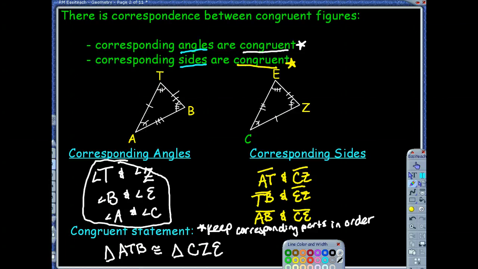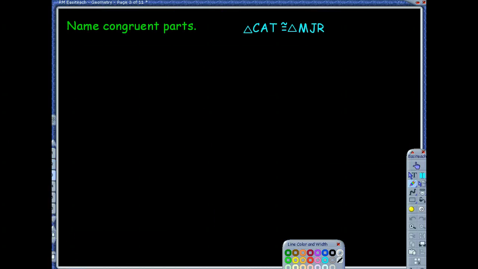Perfect. I'll tell you guys that when you're making a congruent statement, the first thing that you list won't matter. But when you name your second triangle, it does matter. The order matters, and you have to have those corresponding congruent parts in the same order. And you could look at the sides as well. Notice that the first 2 letters, AT, should match up with the first 2 letters on the next one, which was CZ, and then TB and EZ, and so on. We're going to be writing lots of congruent statements in chapter 4, so get comfortable with it.